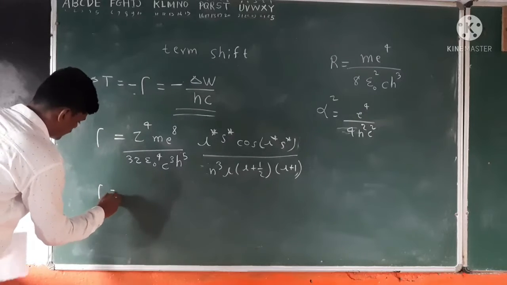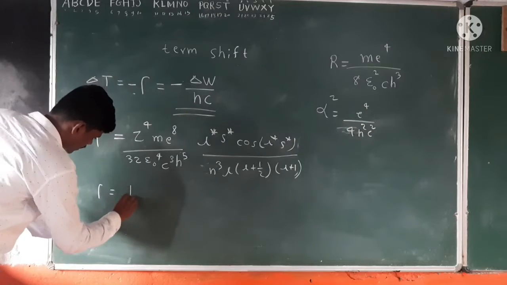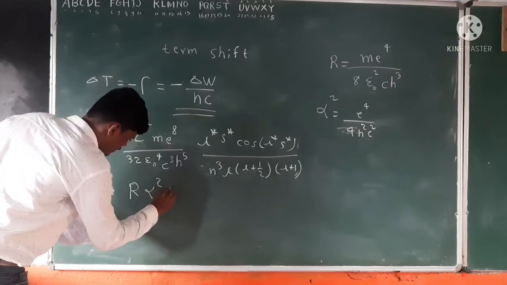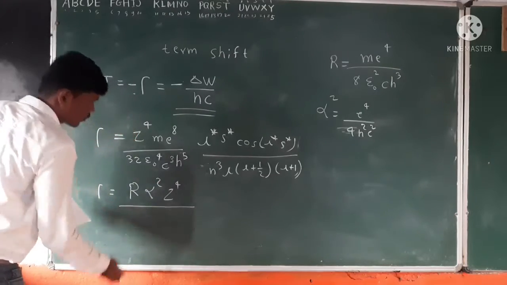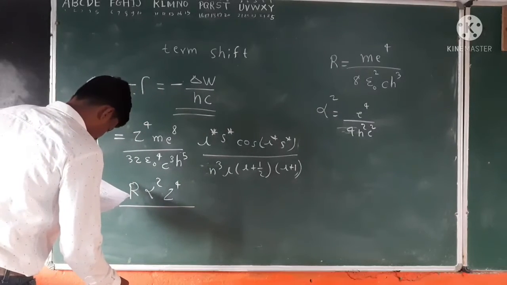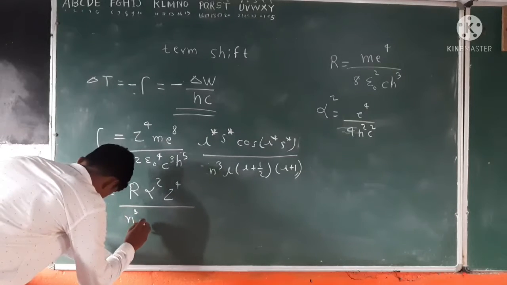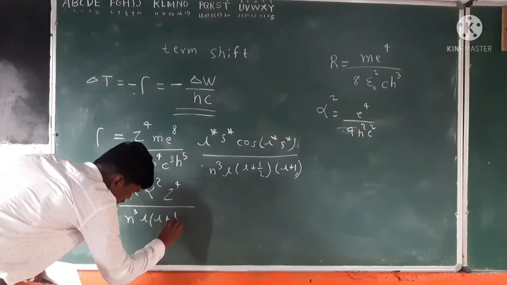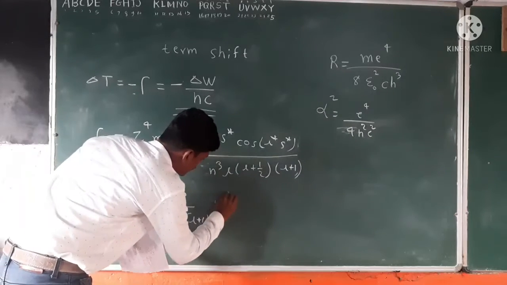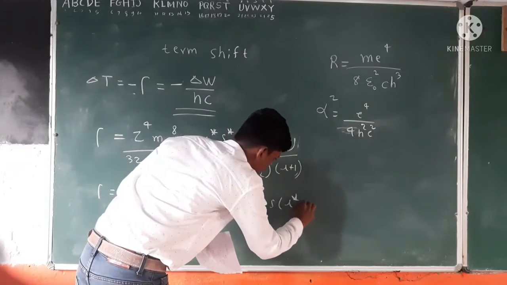So we get tau is equal to R alpha squared Z^4, putting this and this value here. So 1 here is n cubed, L (L plus 1), and L star S star and the angle between them, cos of L star S star.